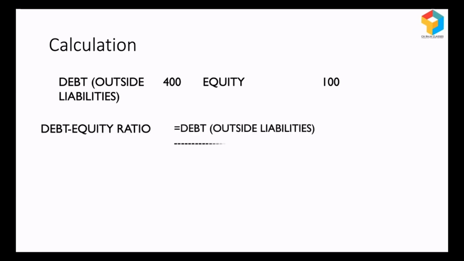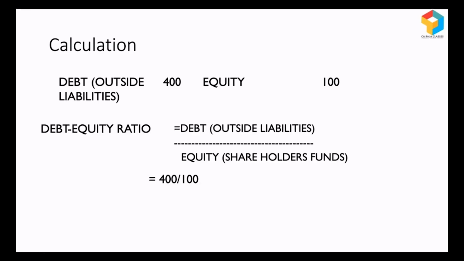Let's do that. Debt is 400 million, equity is 100 million, and debt equity ratio is debt by equity, 400 by 100, and we get the value as 4. But I'm going to express that as 4:1. I'll take you through 3 scenarios once again here so that we can understand it better.